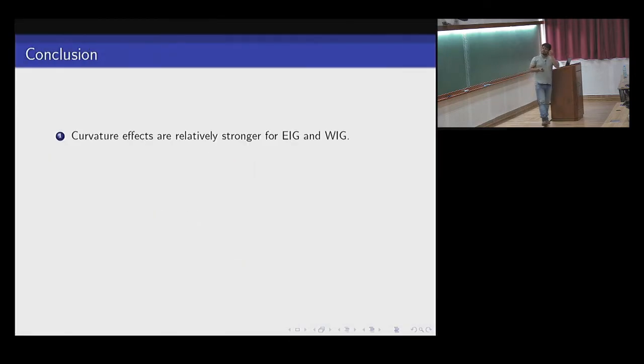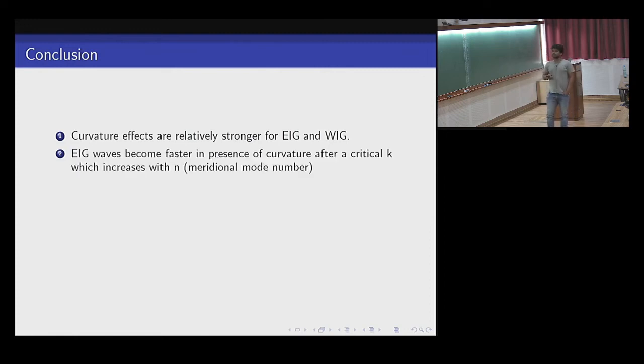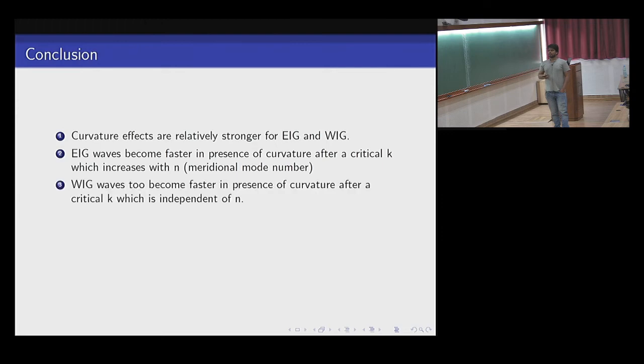So to conclude, we can see that in the linear theory, the faster eastward and westward inertial gravity modes are the ones which are highly affected by the effects of the curvature. For eastward inertial gravity waves, the spherical eastward inertial gravity wave becomes faster after a critical K, and that is also the case with westward inertial gravity. And this critical K increases with the meridional wave number.